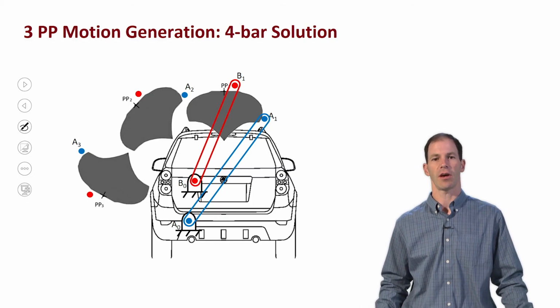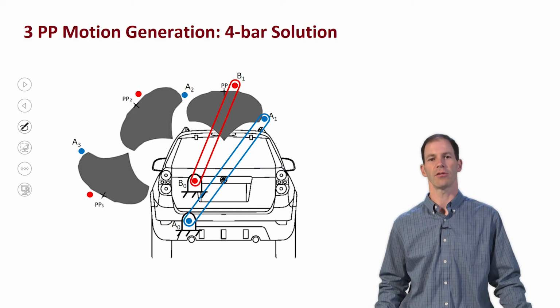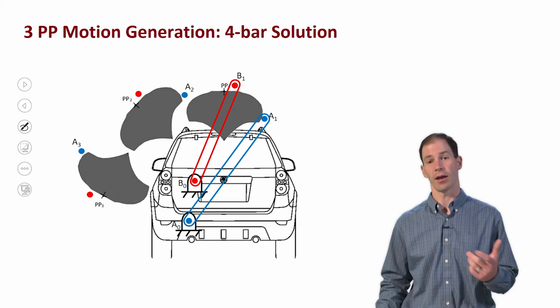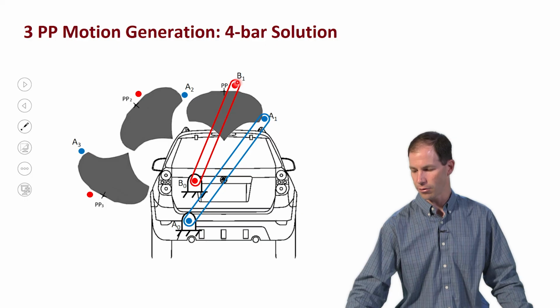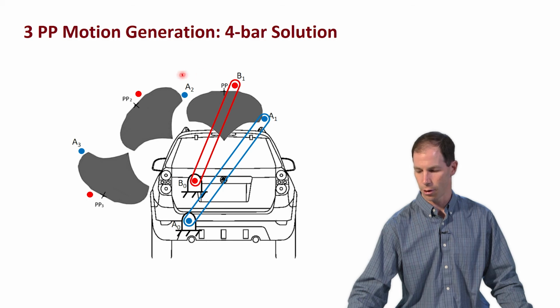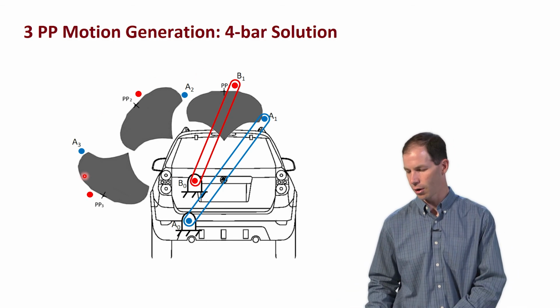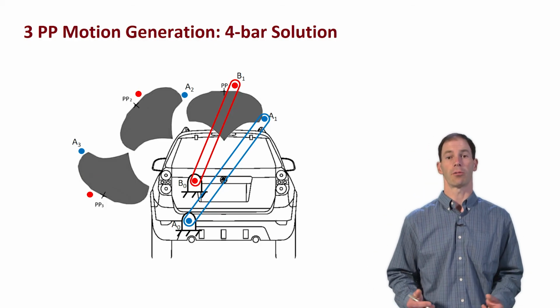Just like I did for the A side, I'm going to construct perpendicular bisectors and find the center of those bisectors, and that gives me this solution right here. I skipped the pieces I just went through, but you can see that this B1, as it swings about this pivot B naught, will go through B2 and then eventually over here to B3. So this is a 4-bar solution for this problem.